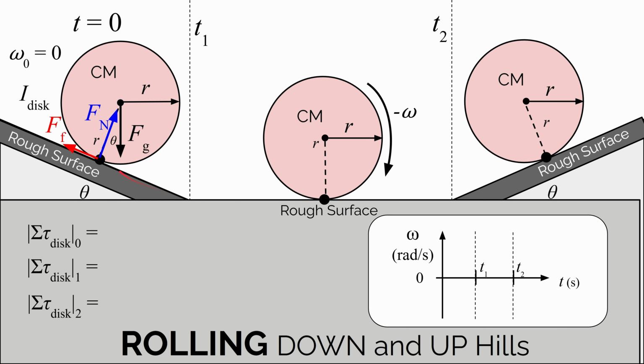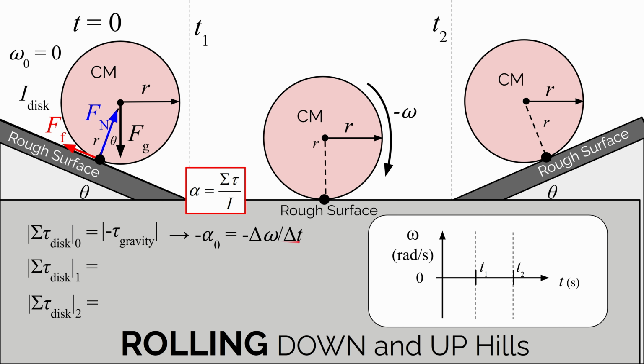Let's think through a situation where a disk rolls down a hill, across a flat horizontal surface, and then up an incline. We already know that the disk on the left-hand side here is going to accelerate in the negative angular direction because it's feeling a negative torque from gravity. And if there's a negative torque, that's going to cause a negative angular acceleration. And how do we think about what is angular acceleration? Remember, angular acceleration is just the change in angular velocity per unit time. So if you have a negative angular acceleration, your angular velocity will be changing negatively as time goes on.